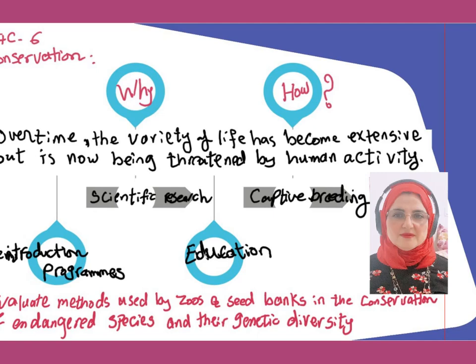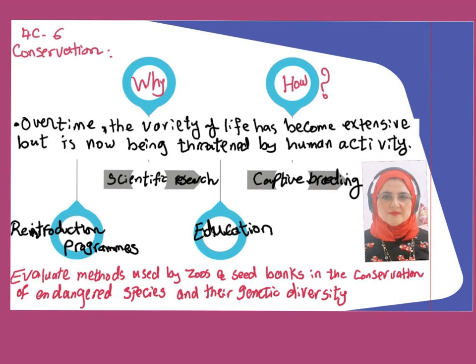Hi guys, our lesson today will be about conservation, why and how. Over time, the variety of life has become extensive, but it's now being threatened by human activity. We are going to evaluate the methods used by zoos and seed banks to conserve endangered species and their genetic diversity. We are going through some terminology like reintroduction programs, education, captive breeding, and scientific research.